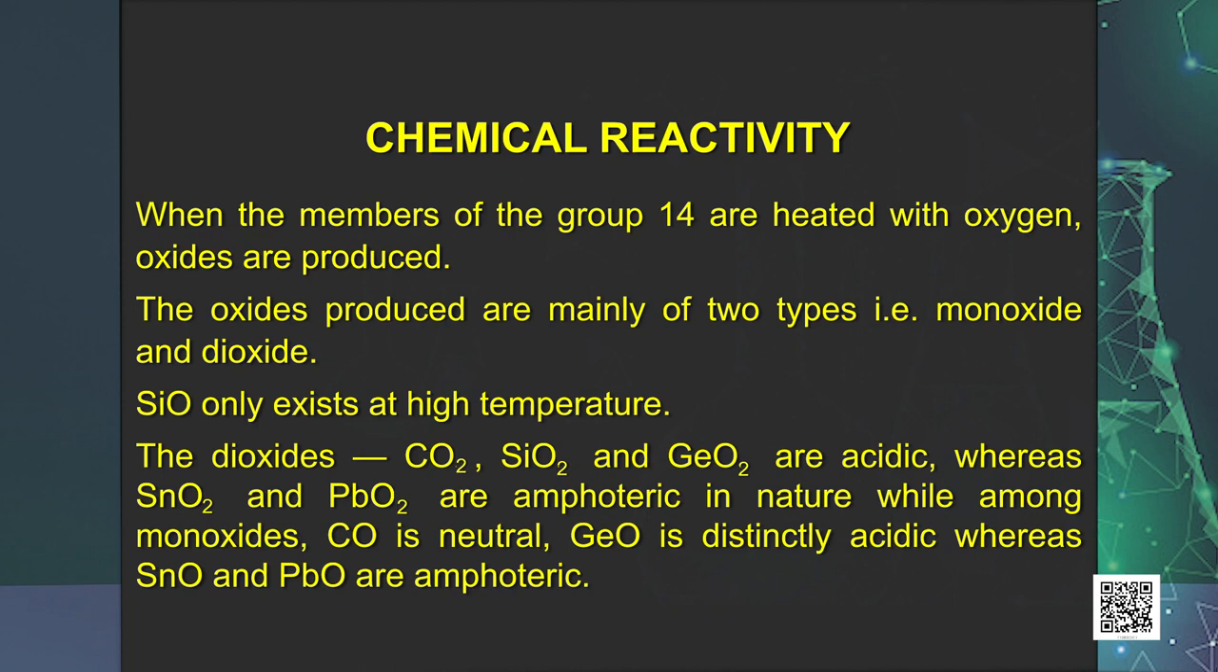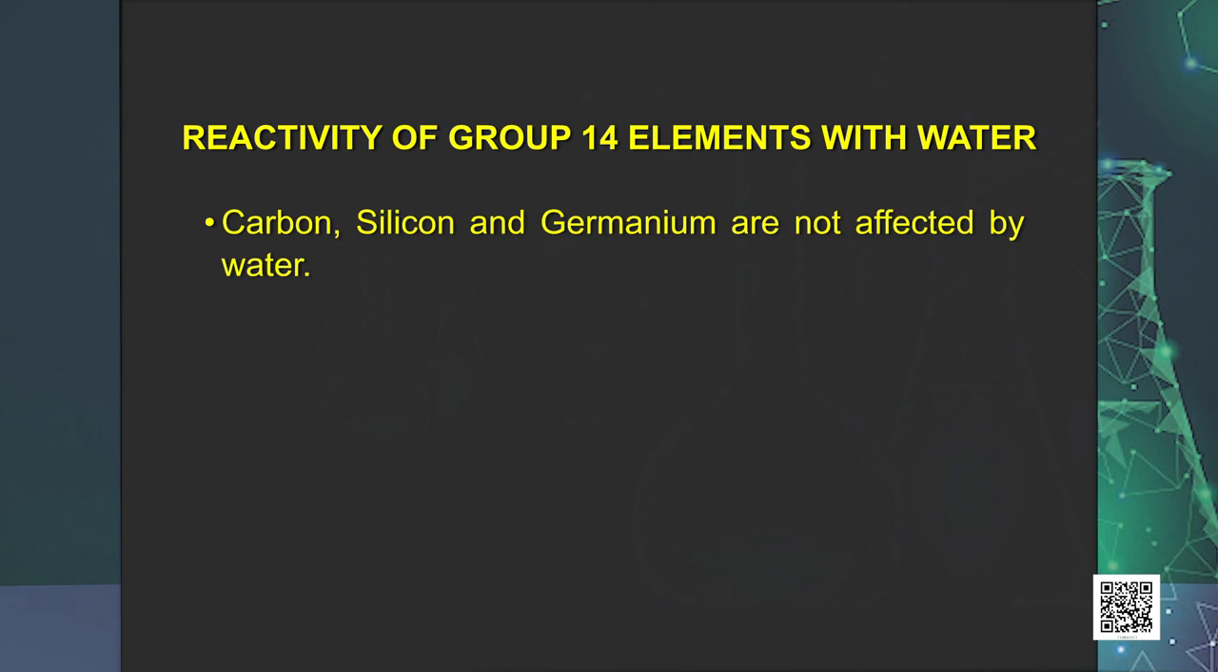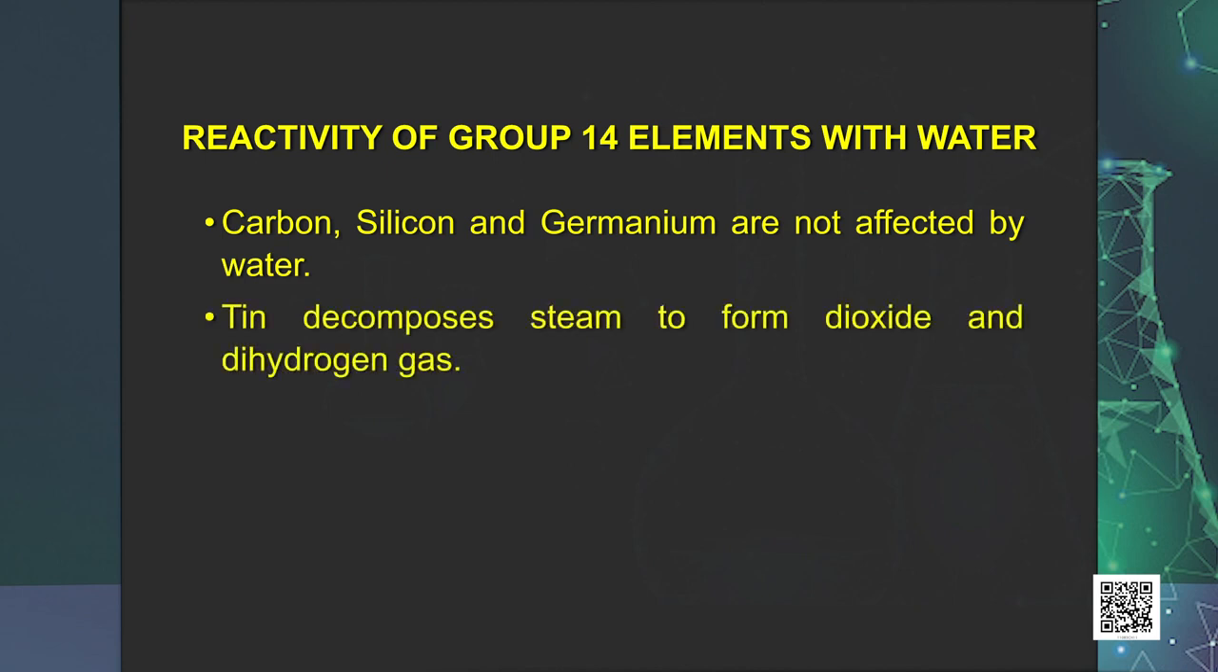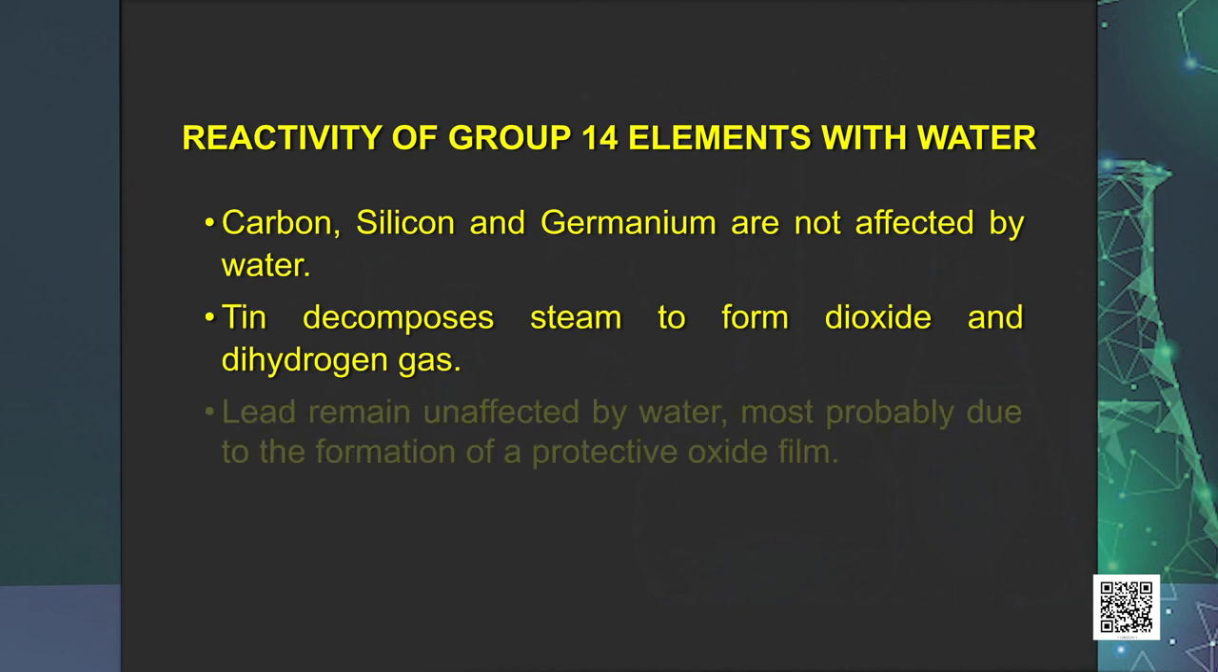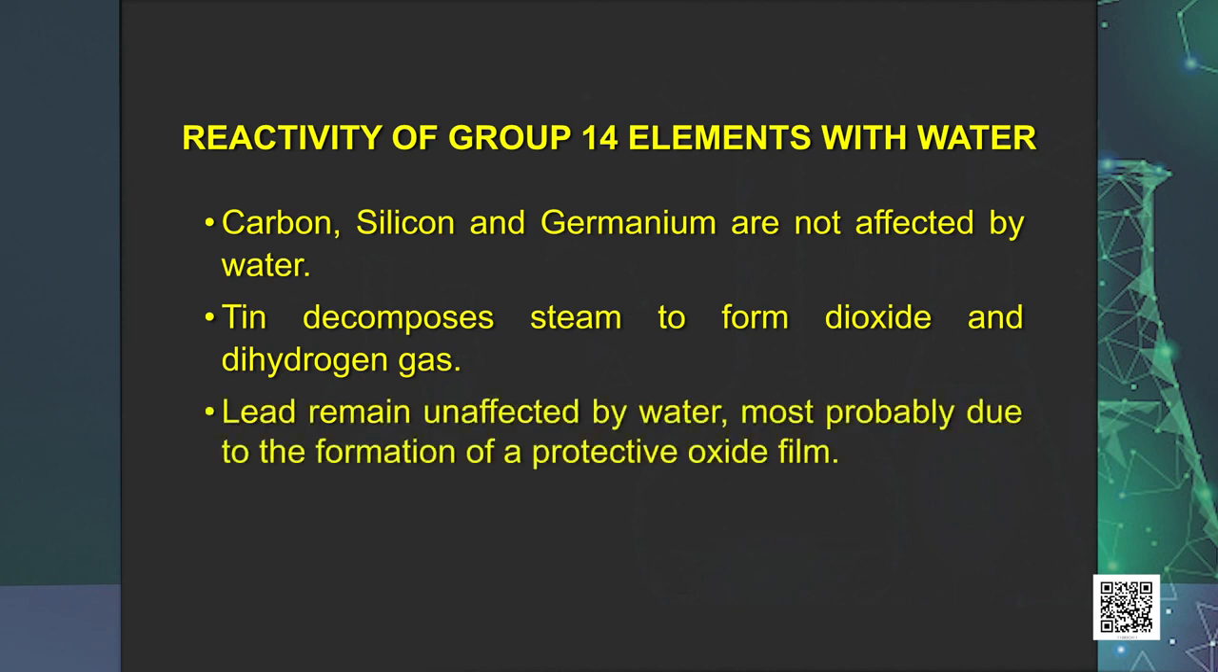monoxides CO is neutral. Germanium oxide is acidic, whereas tin oxide and lead oxide are amphoteric. When we study about the reactivity of group 14 elements in water, it is observed that carbon, silicon and germanium are not affected by water, while tin decomposes steam to form dioxide and dihydrogen gas. Lead remains unaffected by water, most probably due to the formation of a protective oxide film.